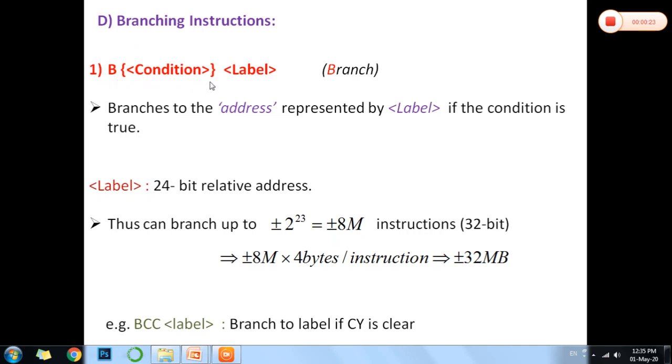Branch condition followed by label. Here B is for branch. So this instruction transfers the execution to the specified address, which is given in terms of this label, when this condition is true. So in other words, this is a conditional branching instruction.